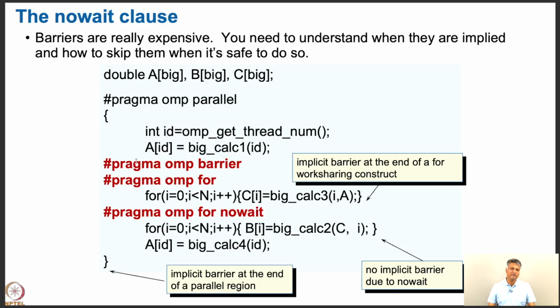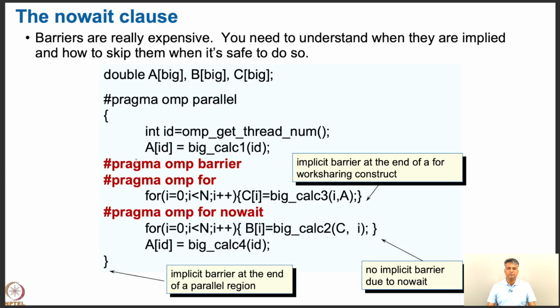Because an OMP for has an implicit barrier at the end of the work sharing construct, all threads would naturally come and wait until all of the work is finished. But because the subsequent for loop does not have any data dependency, this is a waste of time.